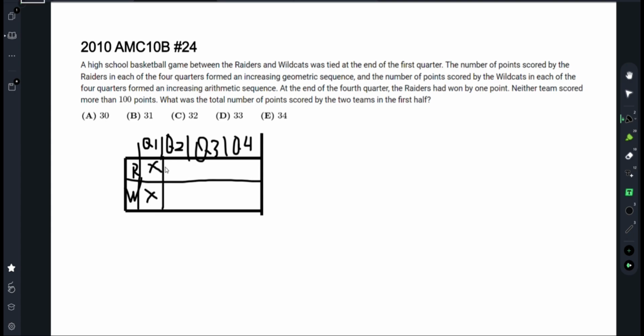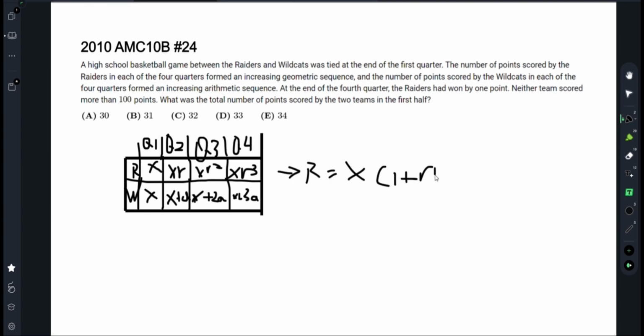The Raiders form an increasing geometric sequence. So they start X, XR, XR squared, XR cubed. And the Wildcats, they grow at a steady pace: X plus A, X plus 2A, X plus 3A. So then the Raiders scored a total of X, factoring out, times 1 plus R plus R squared plus R cubed. And the Wildcats scored 4X plus 6A.